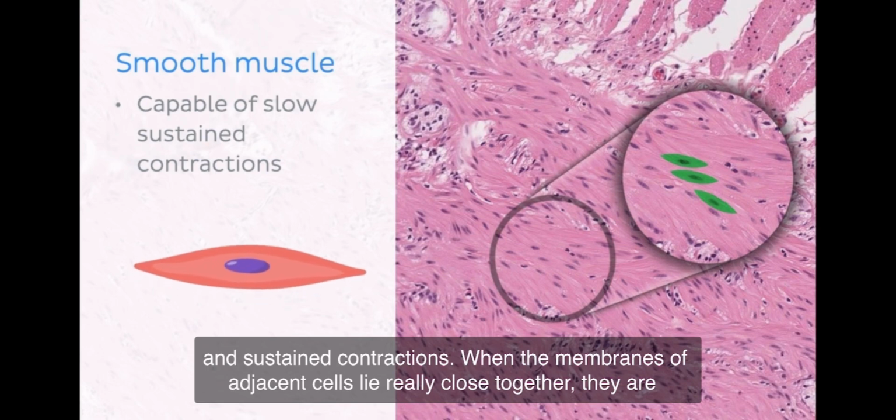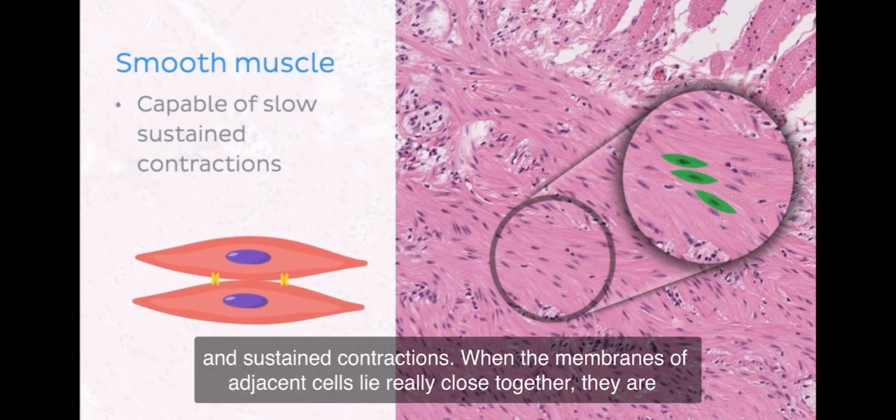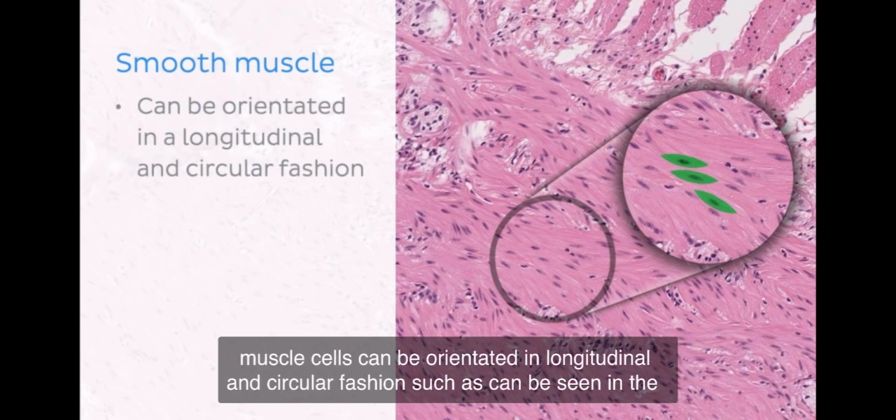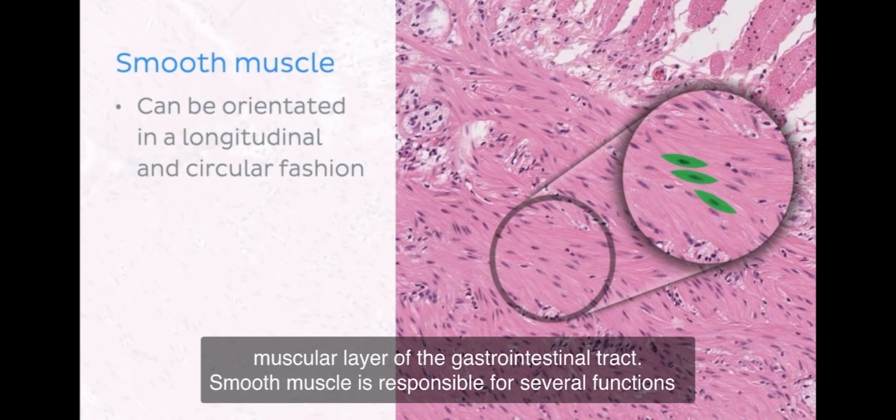When the membranes of adjacent cells lie really close together, they are able to pass contractile impulses from one cell to another through gap junctions. Sheets of smooth muscle cells can be orientated in longitudinal and circular fashion, such as can be seen in the muscular layer of the gastrointestinal tract.